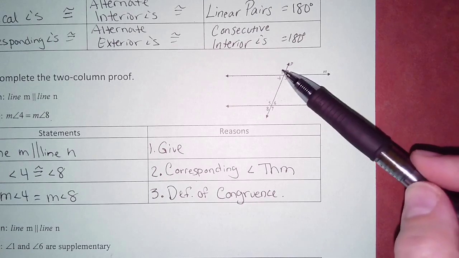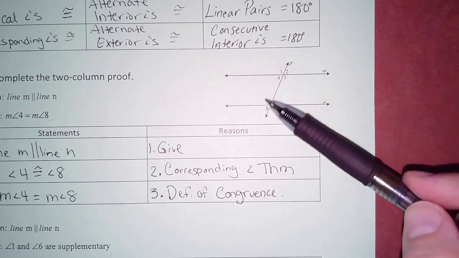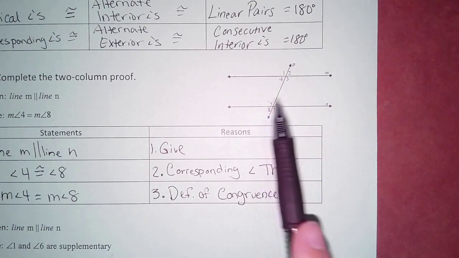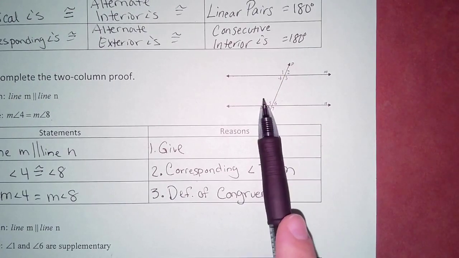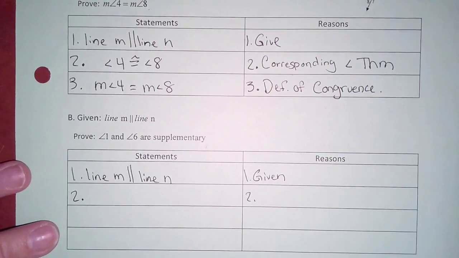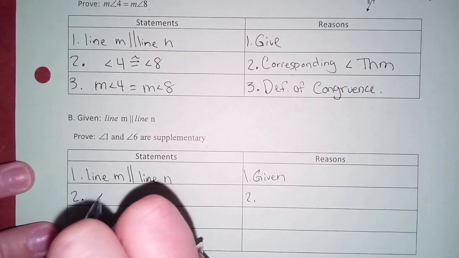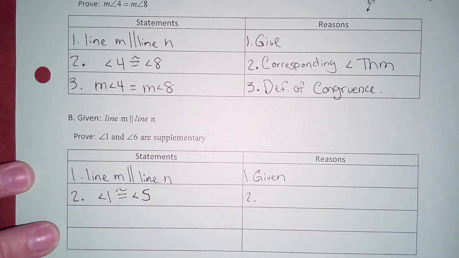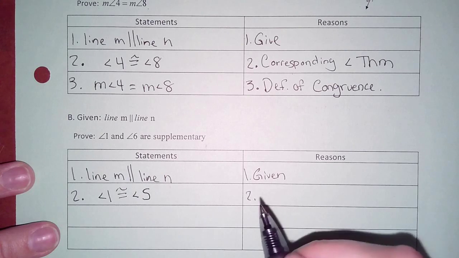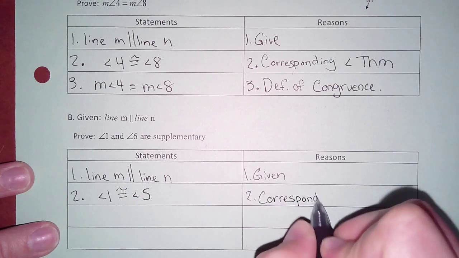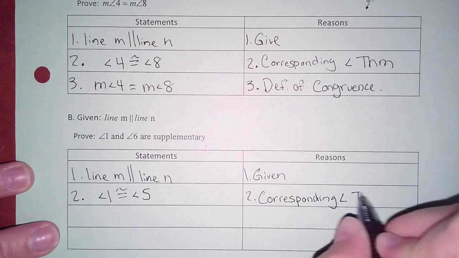Angle 1 and angle 5 are corresponding, and then 5 and 6 are supplementary. So let's see if we can use that. First, let's start off with 1 and 5. So angle 1 is congruent to angle 5. How do I know that? Because they're corresponding. So corresponding angle theorem.